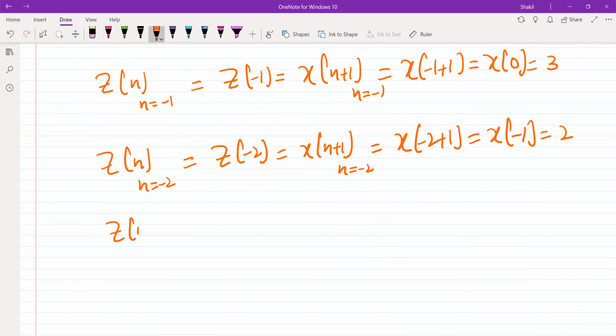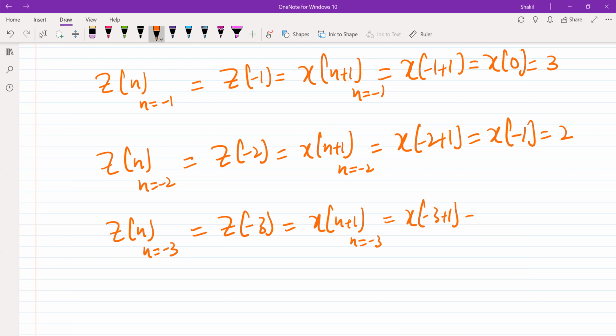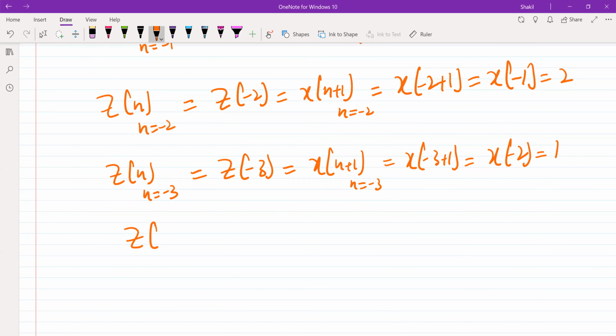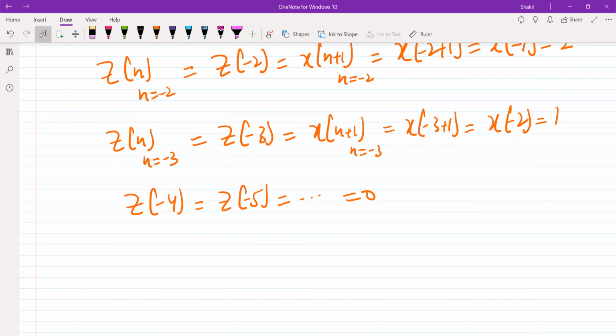Similarly, z of n when n is equal to minus 3, this is same as z of minus 3. This is x of n plus 1 when n is equal to minus 3. This is same as minus 3 plus 1, which is x of minus 2. X of minus 2 is 1. And the other samples of z, meaning when n is equal to minus 4, n is equal to minus 5, and so on, these samples will be equal to 0, that you can check by repeating this procedure.